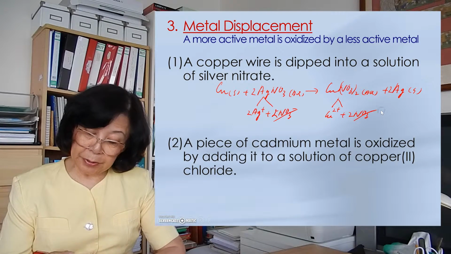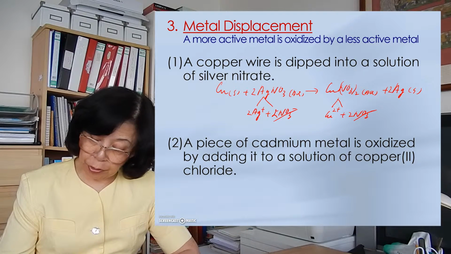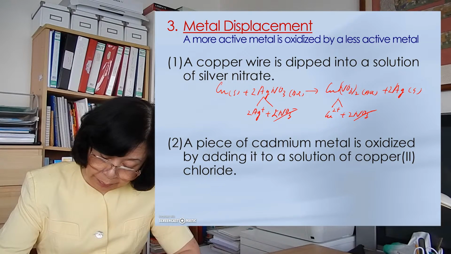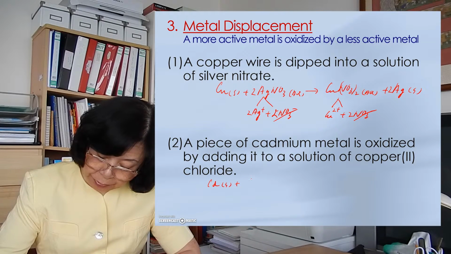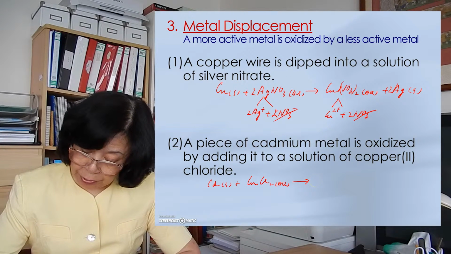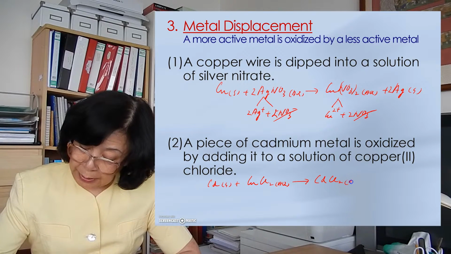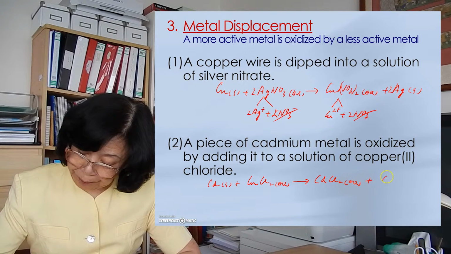The next one deals with cadmium metal oxidized by adding it to a solution of copper 2 chloride. So we put cadmium, Cd, metal into copper 2 chloride, CuCl2 aqueous solution, and that cadmium displaces copper to become cadmium 2 chloride solution, and out comes the copper metal.